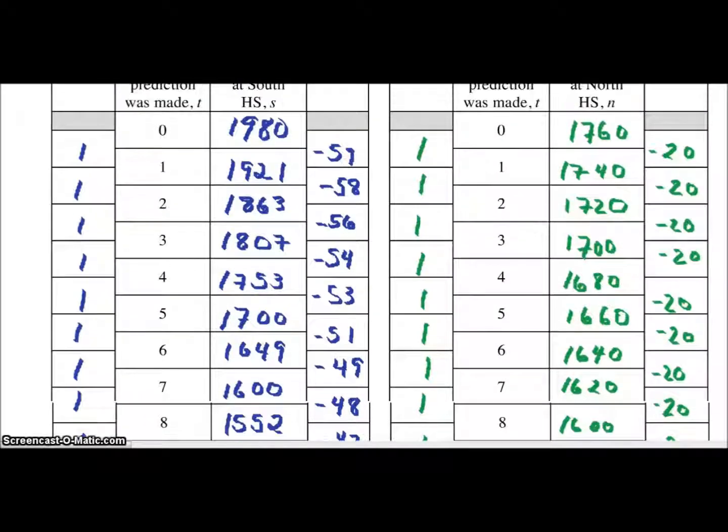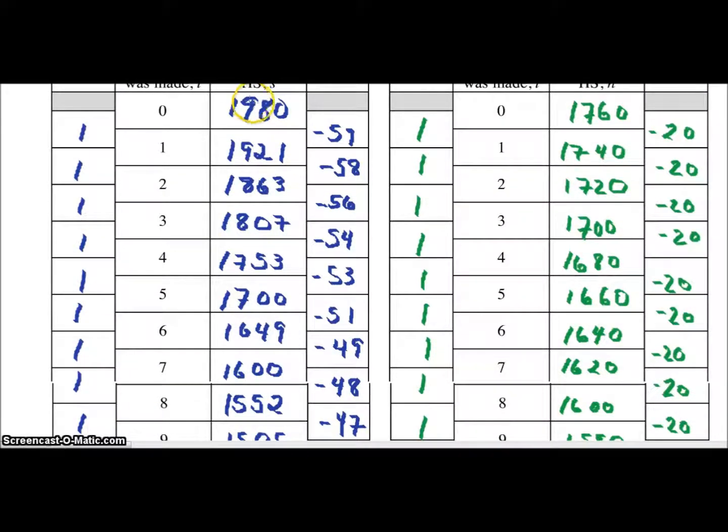So here we see that 1980, 1760, South High School is always in the lead all the way down till at year 6 it's still in the lead, and then year 7 is actually when South High School is smaller than North High School.